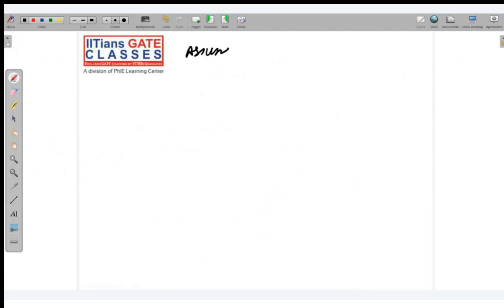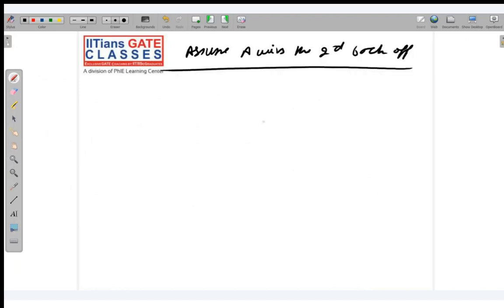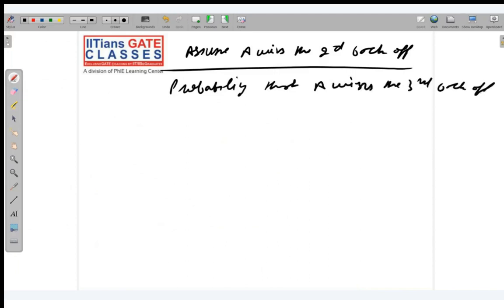Assume A wins the second back off. Okay. So now what is the probability that A will win the third back off? Probability that A wins the third back off. That is very easy now.